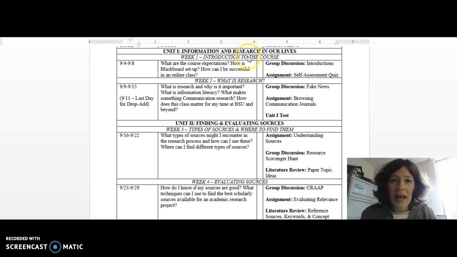And then here are the questions that we're basically going to be addressing and examining for the course that week. So paying attention to those will help you get an idea of what I'm hoping you can answer by the end of the week. So for instance, how do I know if my sources are good? By the end of week 4, I hope you have a number of responses you can give me based on doing the assignments and reading the material.